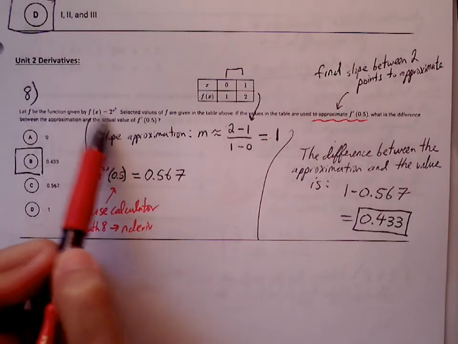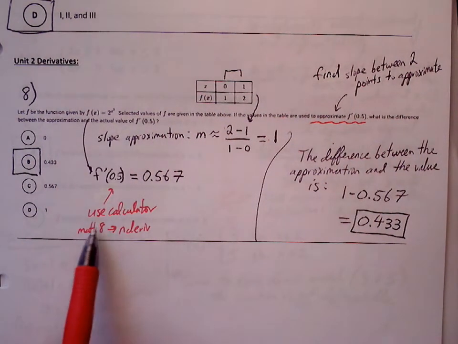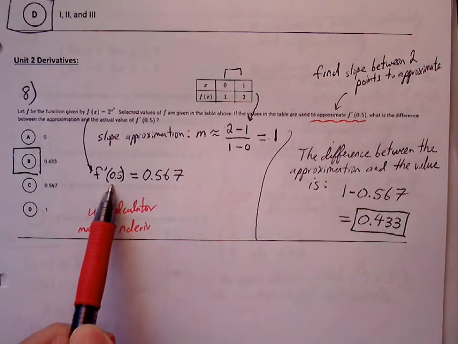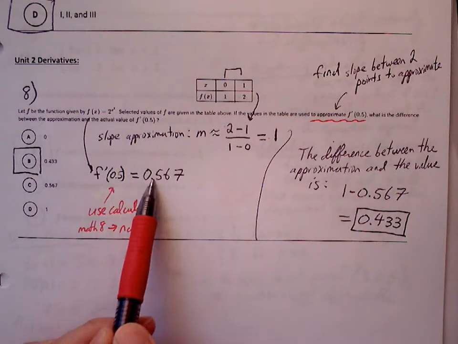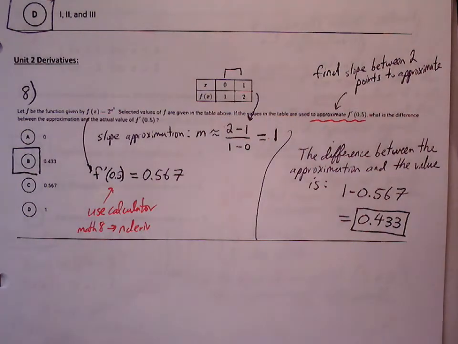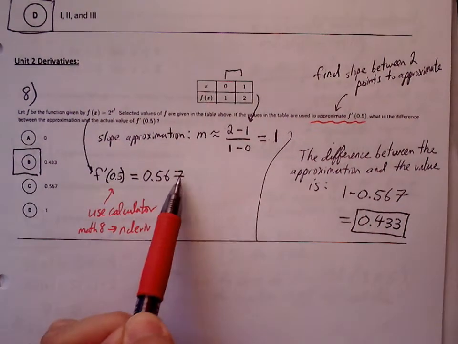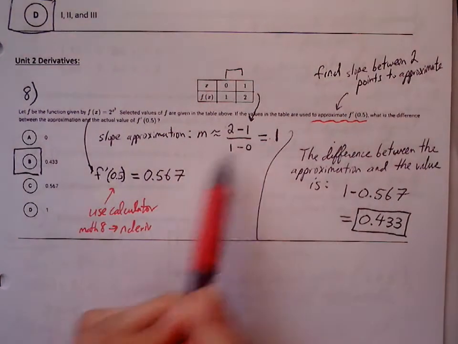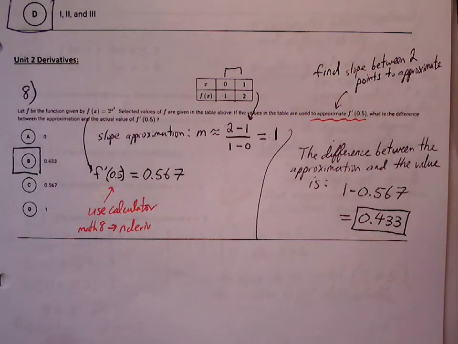But we have an actual function that we can evaluate the derivative for, so we can use our calculator, math 8 and deriv. We can find the exact steepness of this graph, which is 0.567. And the problem is just asking what is the difference between the approximation and the actual value. So we just subtract these two. The difference is 1 minus 0.567, which is 0.433.